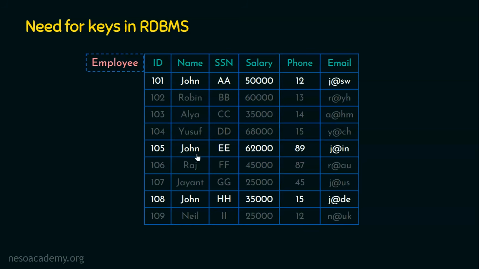And instead, think this way. We know John's salary is 62,000 and we want to update the salary of John by 10% for this John. And if I give a query like this, update the salary of whoever has the existing salary of 62,000, obviously many people may have the same salary. So the real problem is identifying the unique tuples, and that is why we need keys.